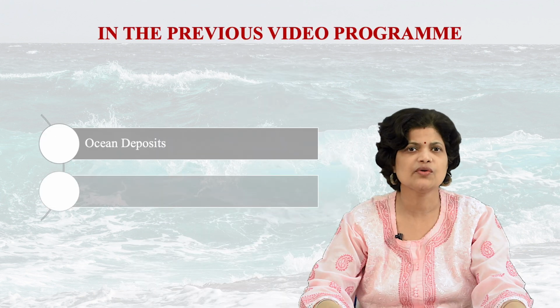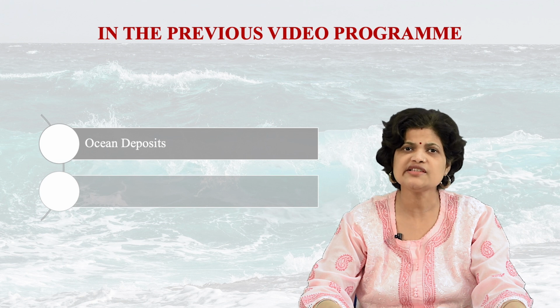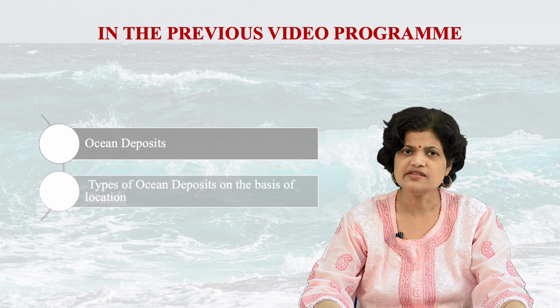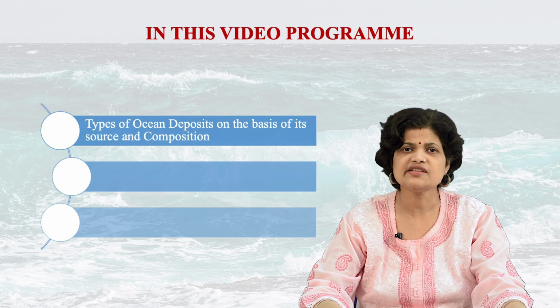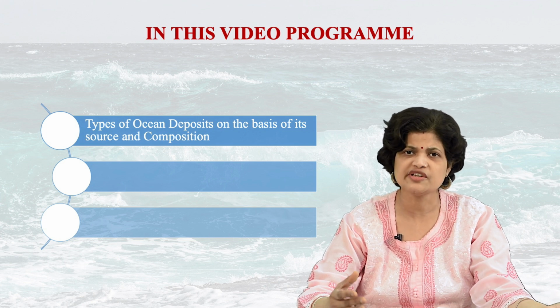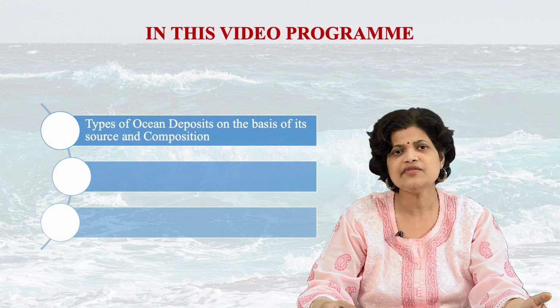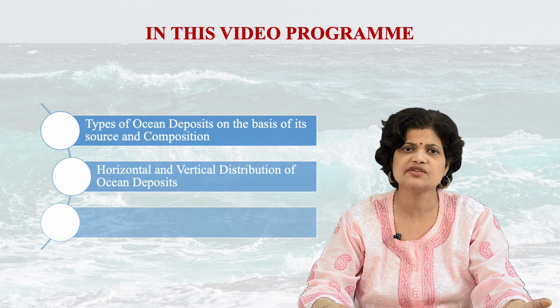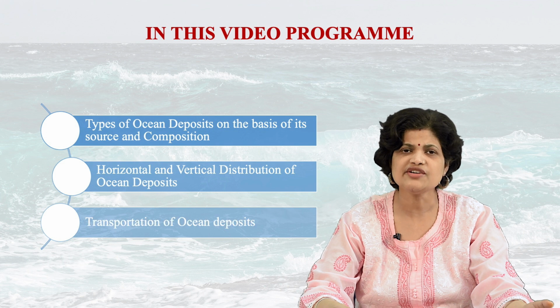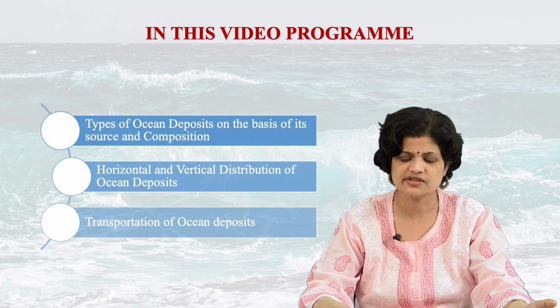In the previous part of this program, that is part 1, we got a brief introduction to the ocean deposits and we discussed the types of ocean deposits on the basis of location. In this video program, we'll discuss the types of ocean deposits on the basis of its source and composition. We already started this portion in the previous video program, and then we'll come to the horizontal and vertical distribution of ocean deposits and transportation of ocean deposits.